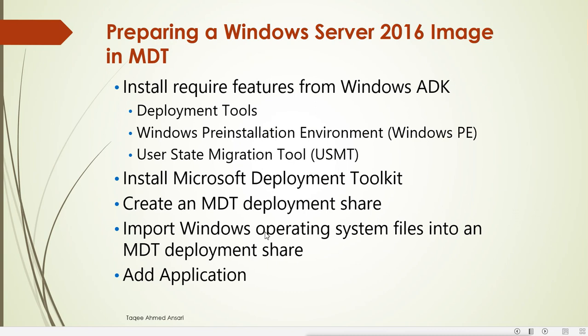Now, preparing a Windows Server 2016 image in MDT. Suppose you want to use this to deploy the image of Windows Server or Windows 10, then first we have to prepare our Windows Server for this Microsoft Deployment Toolkit. For that, first we have to install the required features from the ADK, the Assessment and Deployment Kit. The required features are the deployment tools, then Windows Pre-installation Environment PE, then the User State Migration Tool.